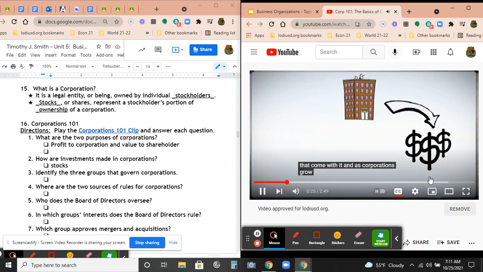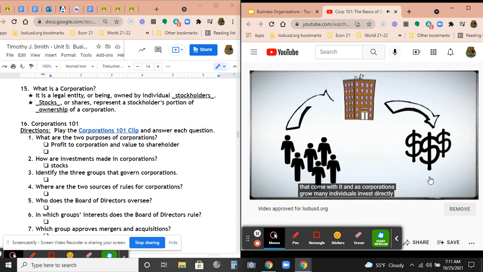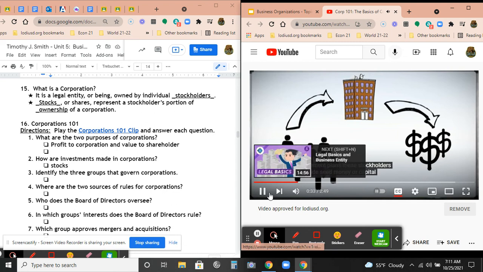And as corporations grow, many individuals invest directly or indirectly through mutual, pension, and retirement plans. These stockholders provide seed money or capital for.